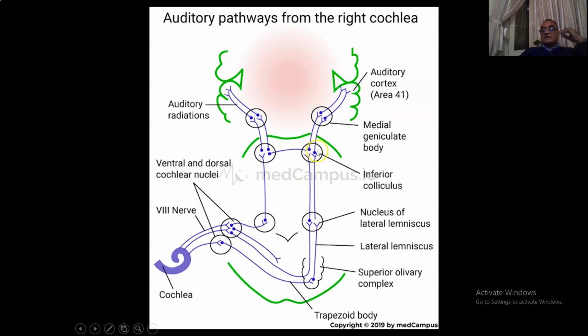The lateral lemniscus will end in the inferior colliculus, the inferior colliculus to the medial geniculate body, and from the medial geniculate body the auditory radiation in the sublenticular part of the internal capsule, reaching auditory area 41, 42 in the middle of the superior temporal gyrus.